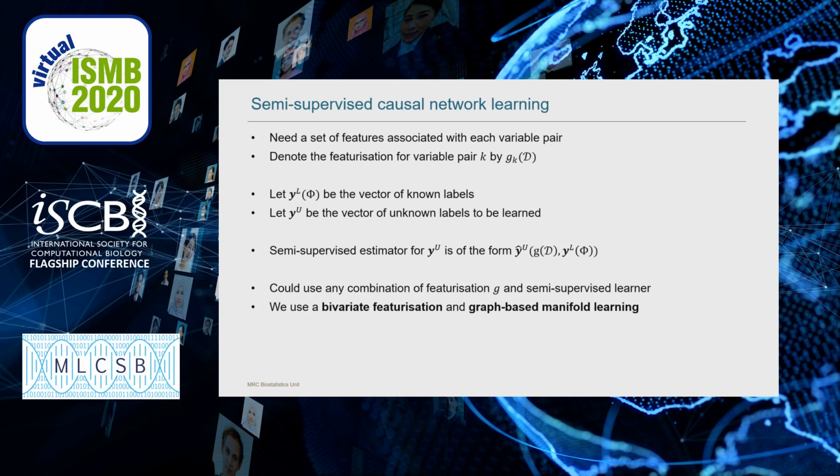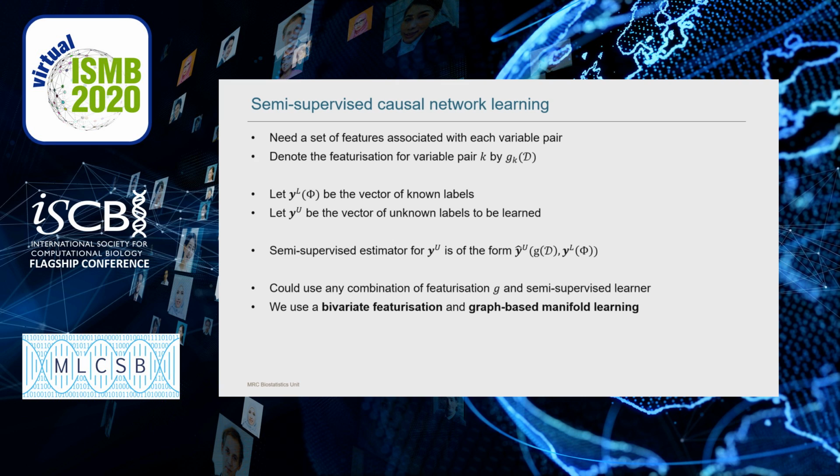So how do we frame causal network learning as a semi-supervised learning task? Well, the entities to be classified are variable pairs. So for each variable pair, we want to determine if there is a causal edge or not. So we need a set of features for each variable pair.